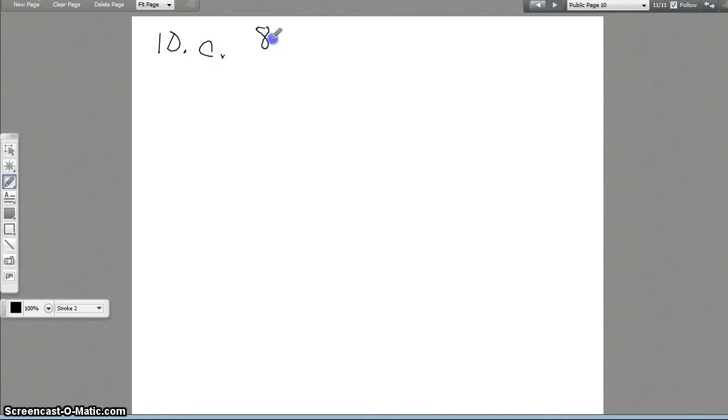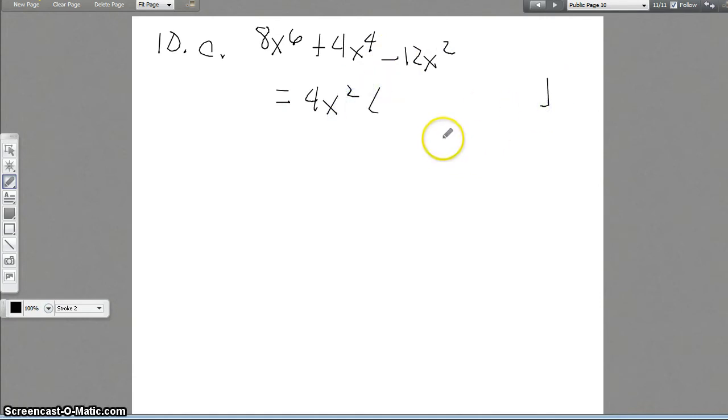Part C has 8x to the 6th plus 4x to the 4th minus 12x squared is equal to 4x squared times something, and we have to figure out what that something is. Well, what do we have to multiply by 4x squared to get 8x to the 6th? Well, 4 times 2 will give us 8, and x squared times x to the 4th will give us x to the 6th. Now we look at our second term.